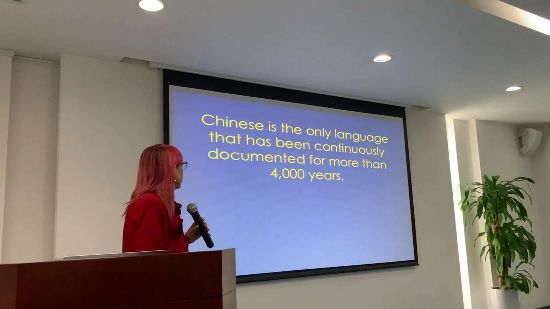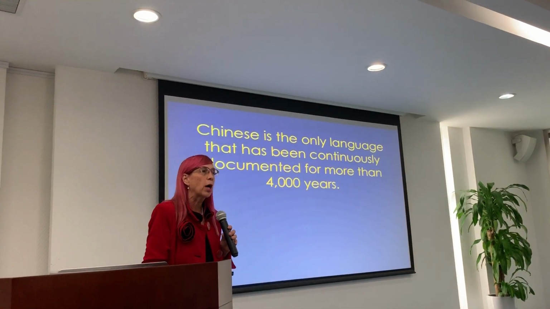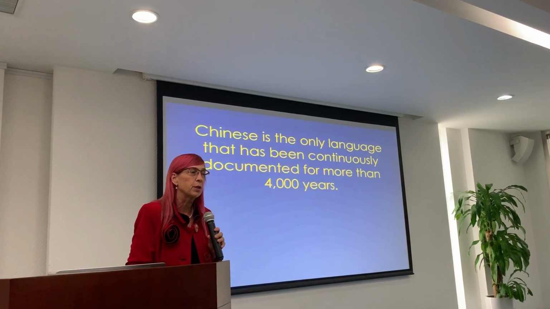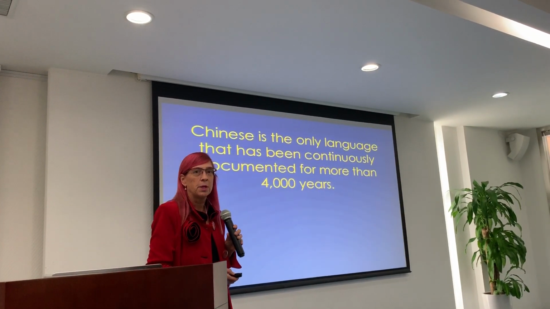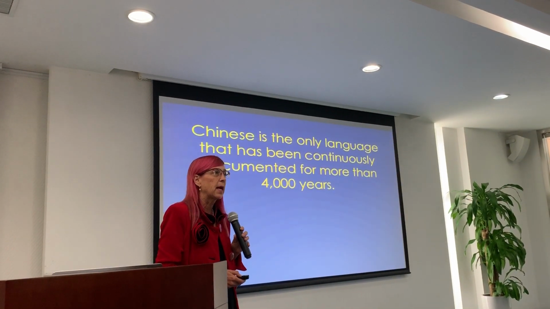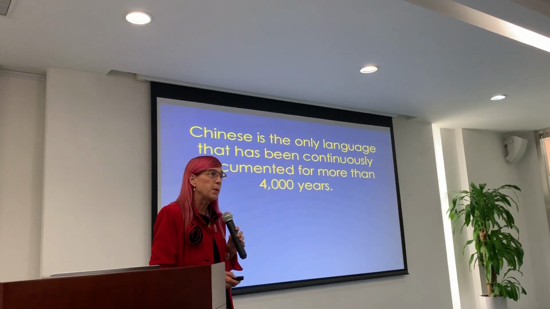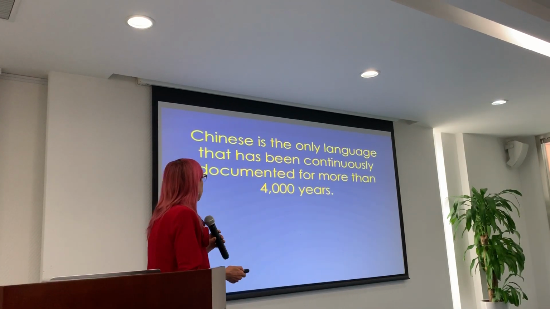Great job. Chinese is the only language that has been continuously documented for 4,000 years. And in actuality, if you know about the Jiahu characters, and I'm not sure if I'm saying that right, in the Henan province, they were discovered in 1999. They are 8,600 years old, and very few Chinese people know about them. I won't talk about them now, but if you're interested, I can talk about it later.